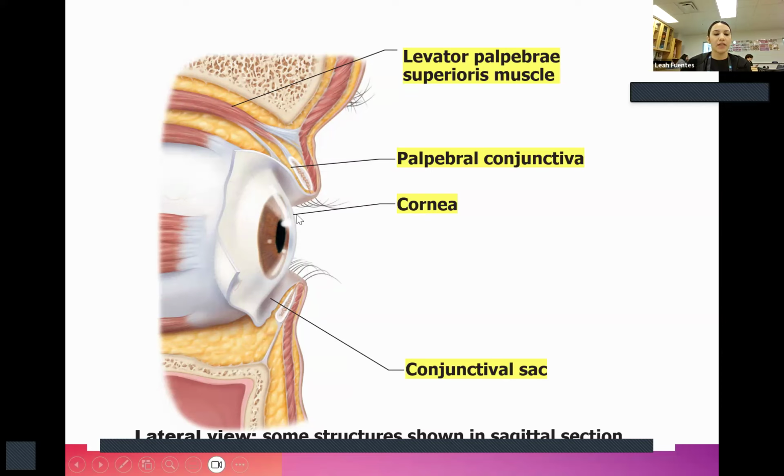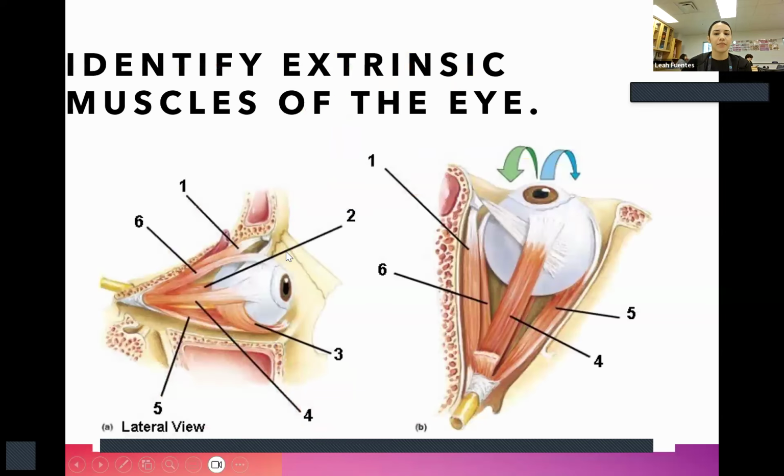And then again, this is a lateral view of the eye that is coming from your worksheet. So this one you should have labeled already. We're going to identify the extrinsic muscles of the eye. I do believe on the actual lab exam, you'll do these on a model. Specifically the regular eye model.